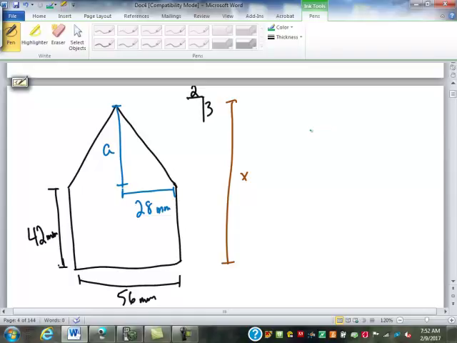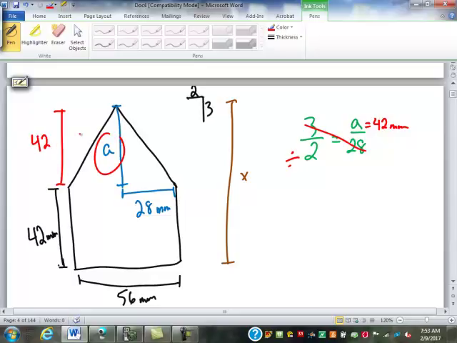Careful. 3 over 2. A over 28. There we go. So 3 times 28 divided by 2. A is 42. So this is 42 here. So X must be 84. 42 plus 42.